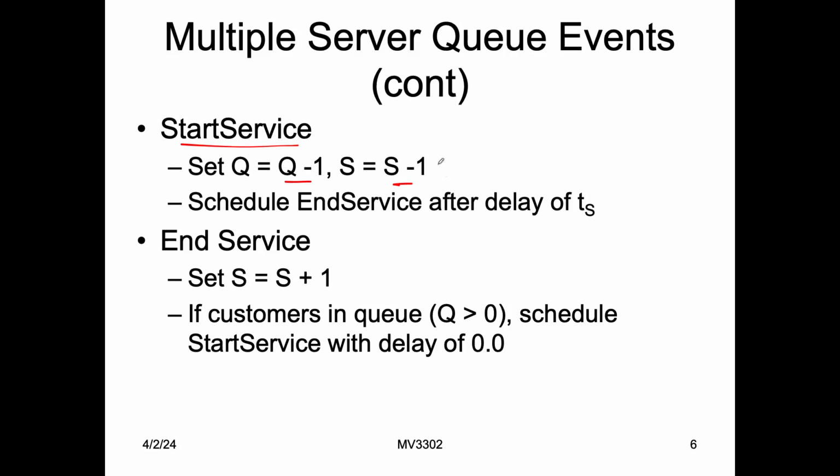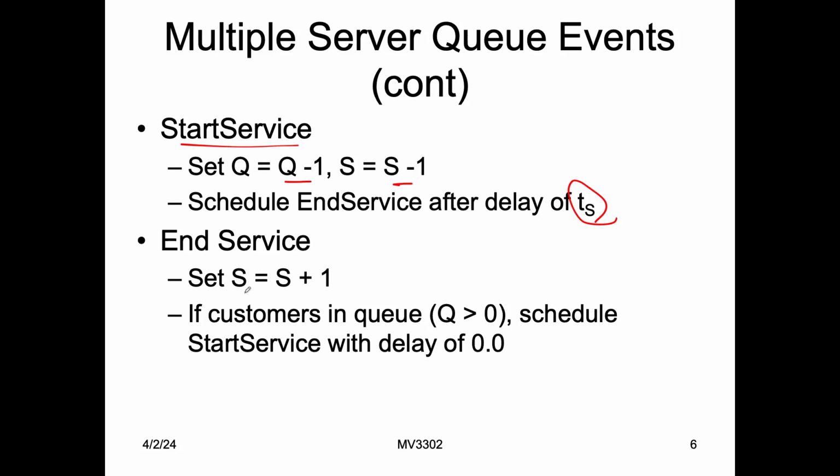Now, once we start service, it's going to take a certain amount of time, and those times we modeled using our service times. And so we're going to schedule an end service with a delay of that service time. So if it's going to take 3 minutes to perform this task, then our end service is going to be 3 minutes after the time now. In these models, all the times are relative to the current time. That's what we call delays. It's going to be a delay from the current time.